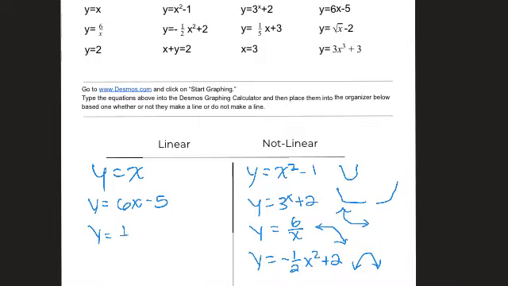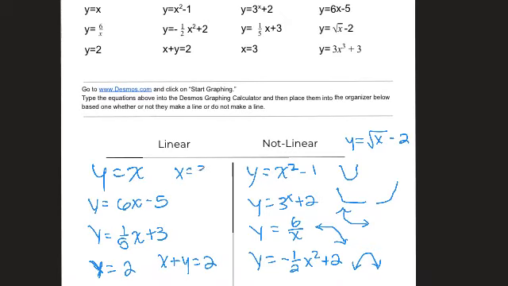Y equals 1/5 x plus 3 is linear. Y equals square root of x minus 2 is nonlinear. Y equals 2 was a line, even though there's no x involved, it's still a function with an input and output. X plus y equals 2 was also a linear function. X equals 3 is a linear function.